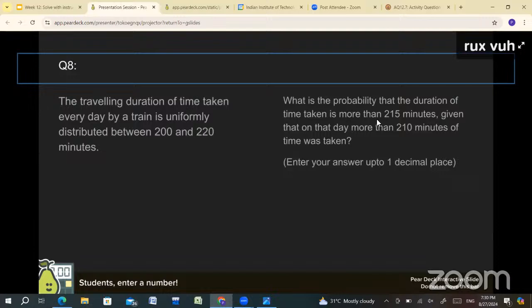Yes, total probability is 1, right? Yeah, that I am saying, that total probability between 200 and 220 is 1. And above 220 it will be 0, and below 200 it will be 0. Yeah, sure. And it is given that on that particular day, more than 210 minutes of time was taken. Yes. So for that particular day, between 210 and 220, the probability will be 1.